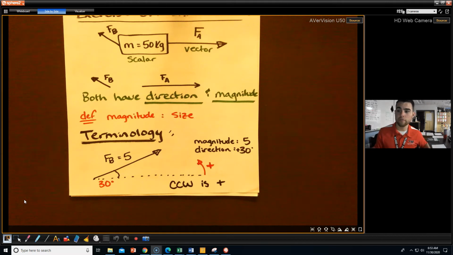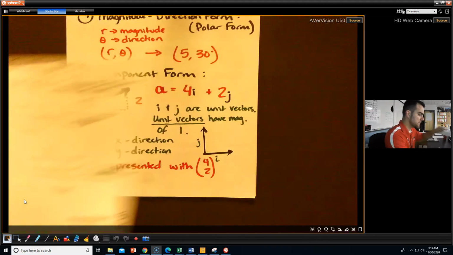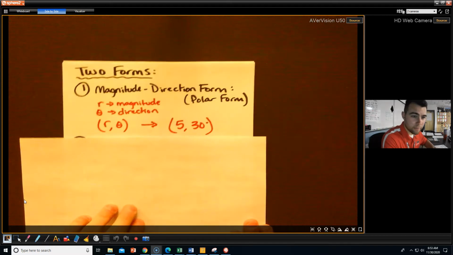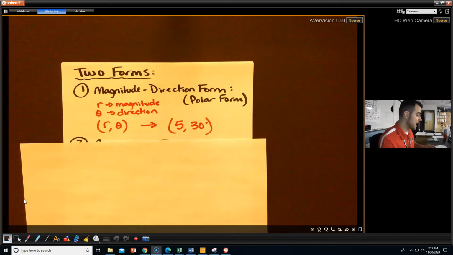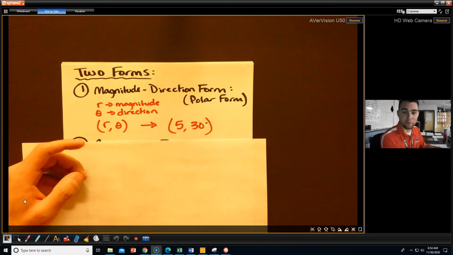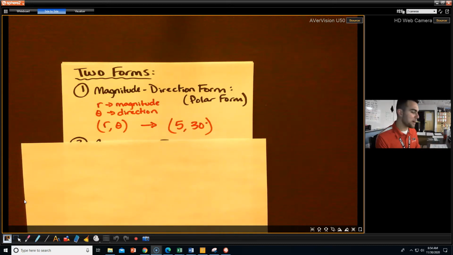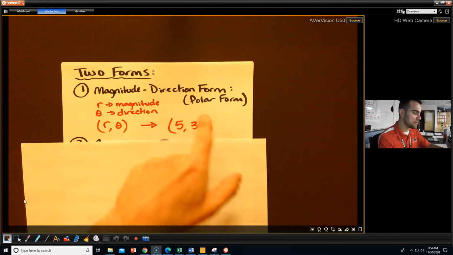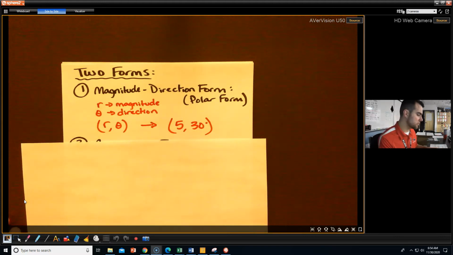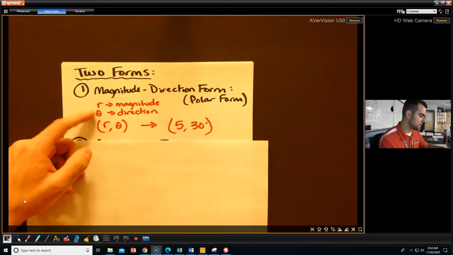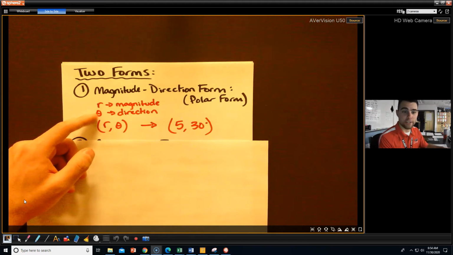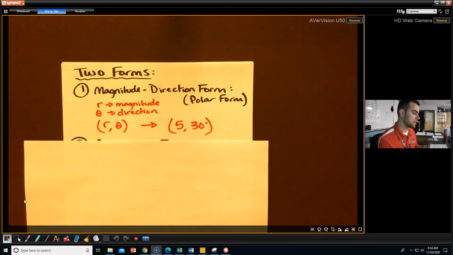Now, when it comes to working with vectors, there are two different ways of writing them down and expressing them. The first one comes down to the magnitude and direction of what we were just talking about, those two components. So we call this magnitude direction form, and we also call it polar form, so you might see it two different ways. R is our magnitude, theta is our direction, and so we can express that as 5, 30 degrees.